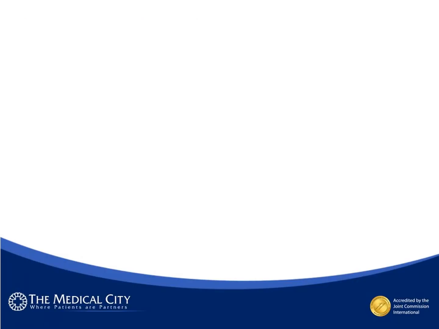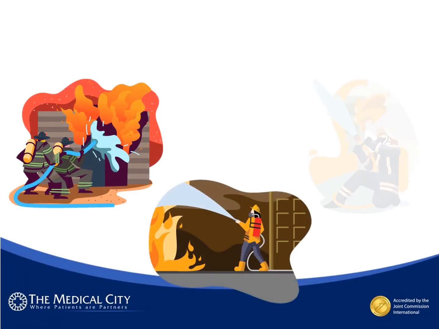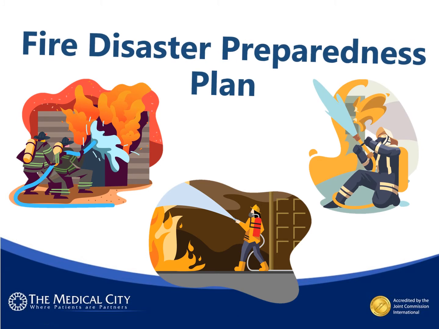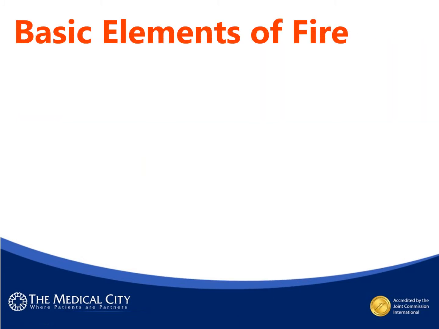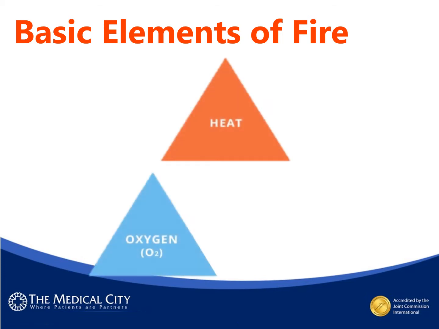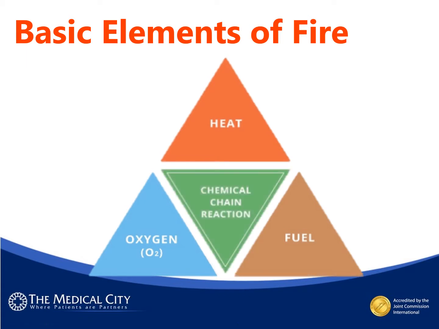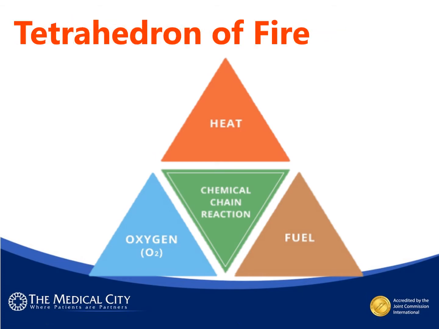In the event that a fire was spotted during ocular inspection after an earthquake, we follow the fire disaster preparedness plan. First off, the basic elements of fire. Fire happens when the following elements: heat, oxygen, and fuel combine together and create a chemical reaction between them. This visual representation is also called the tetrahedron of fire.